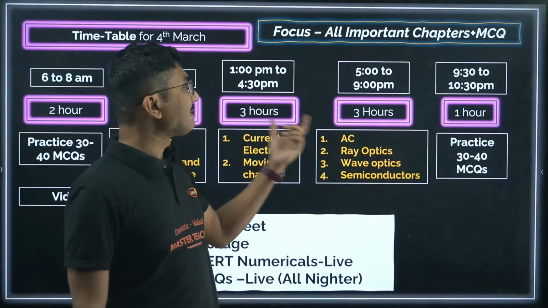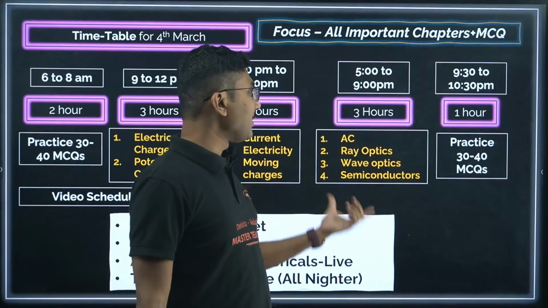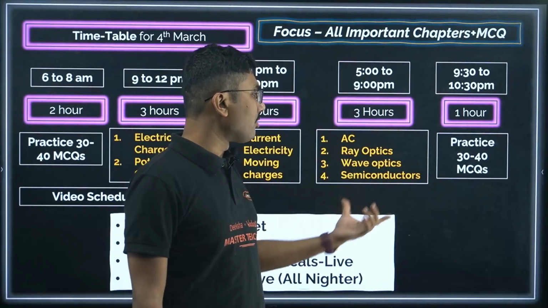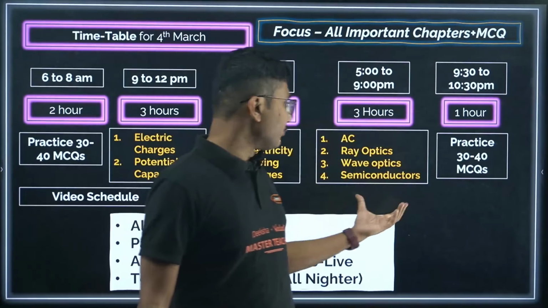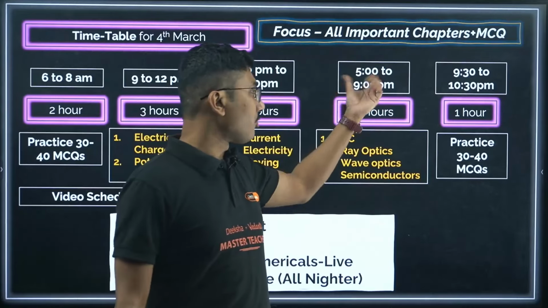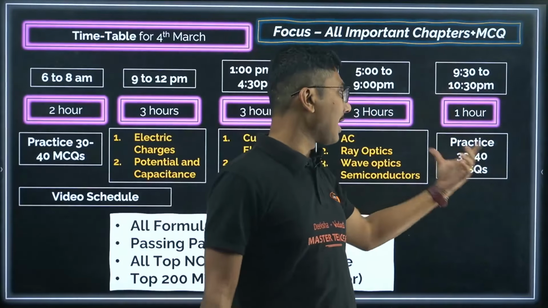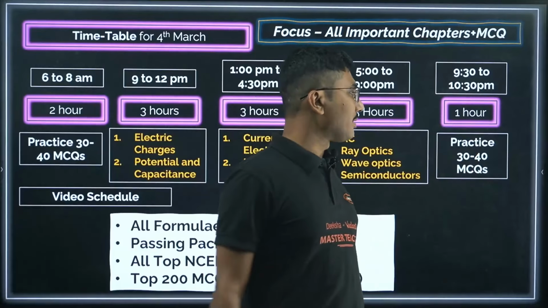Next is 5 to 9 p.m.: alternating current, ray optics, wave optics, semiconductors. These are the 4 chapters that you should pay attention to in this time slot, and at night you should practice again, before going to bed, 30 to 40 MCQs.